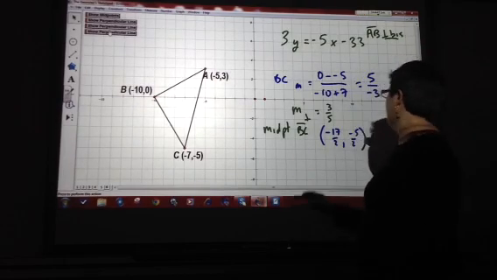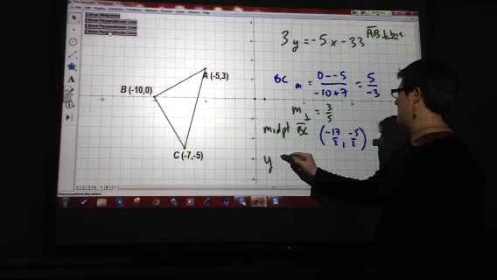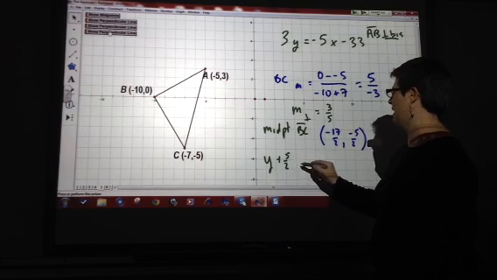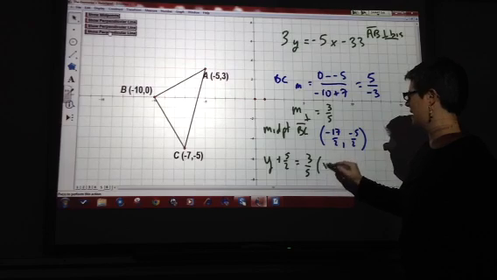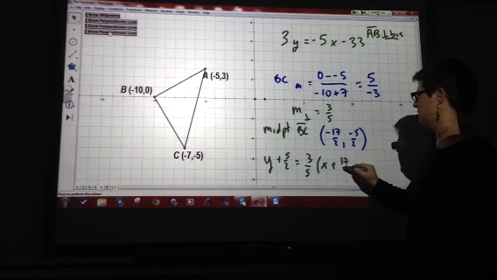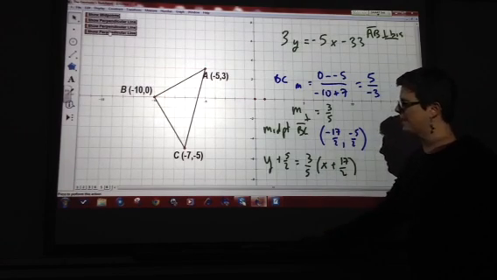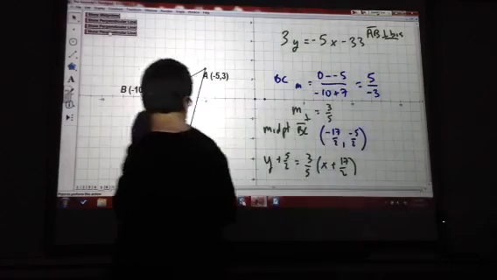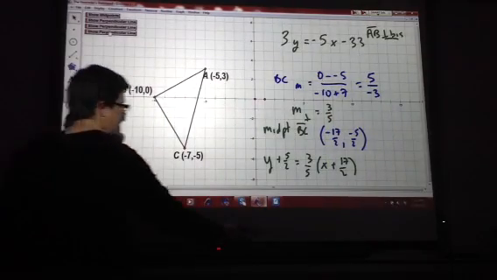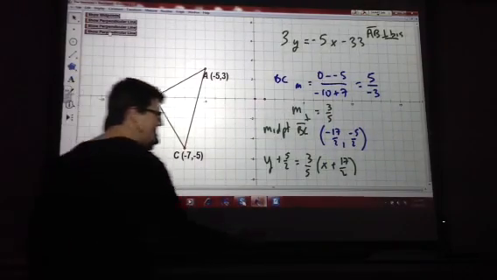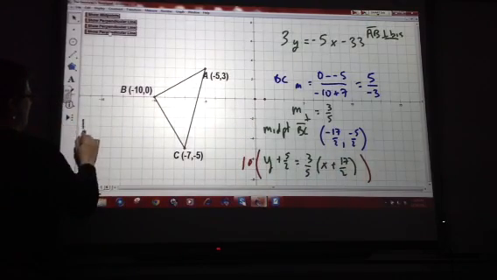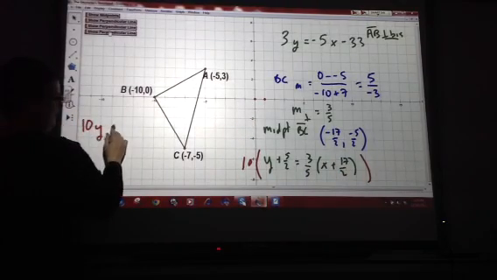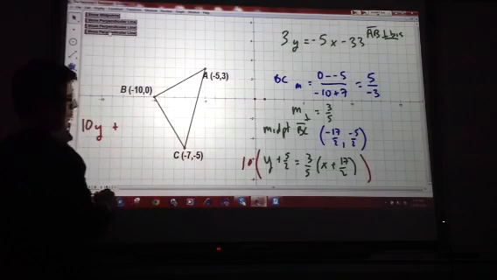So you're just going to have y plus 5 halves is equal to your 3/5 times x plus 17 halves. So when I take that and clean it up, I multiply everything by 10. Didn't I do that in the other example too? Interesting.